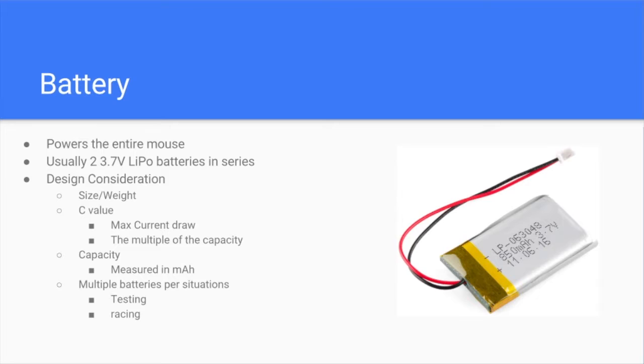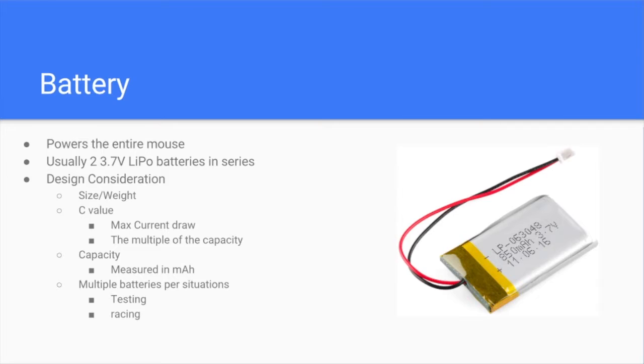So just some quick design considerations. You'll find batteries of different sizes, and size means weight. More weight means your mouse is slower or provides more traction, depending on what you want. So that's just something to keep in mind. This is a physical battery. It's going to go on your mouse. Think about how you're going to put that battery onto your mouse.